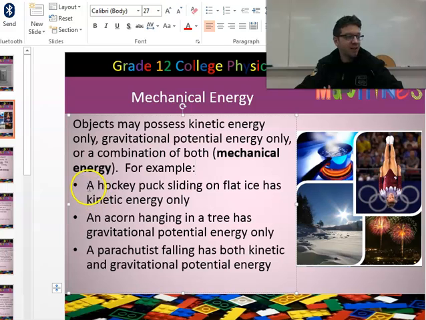So I have a couple examples. Say a hockey puck sliding on flat ice has only kinetic energy. It has motion, but it's not increasing its height. An acorn hanging from a tree has only gravitational potential energy. So again, it has height, but no motion. Whereas a parachutist that's falling has motion, so they have kinetic energy, and they also have gravitational potential energy because they're at some height above the ground.